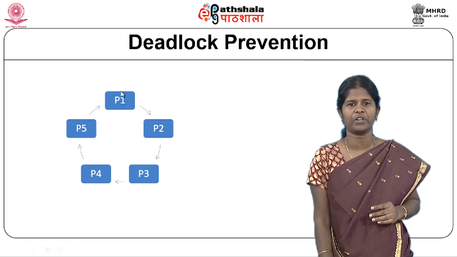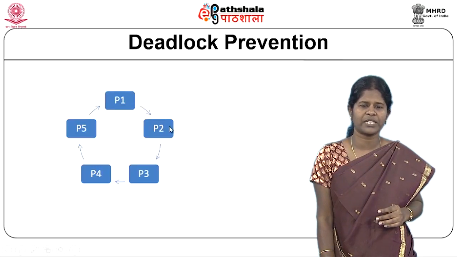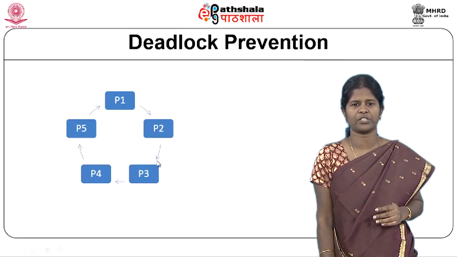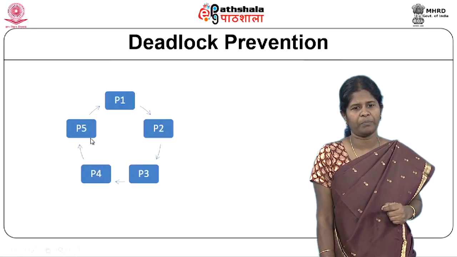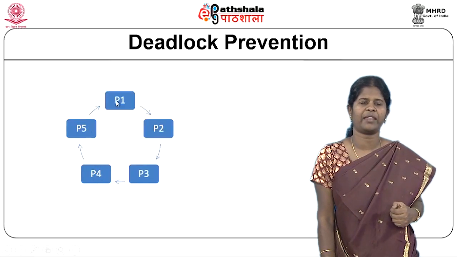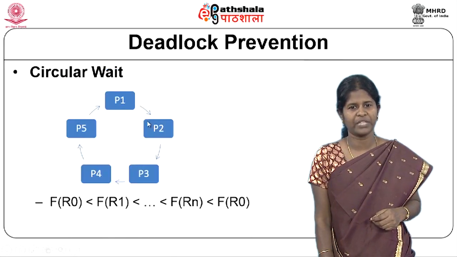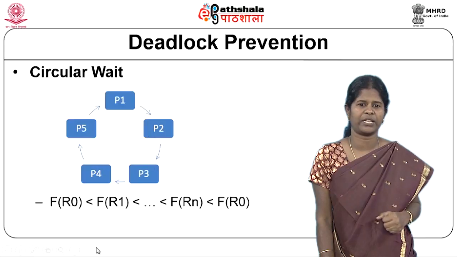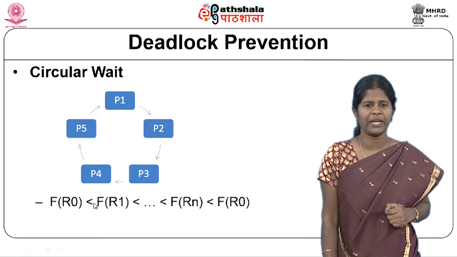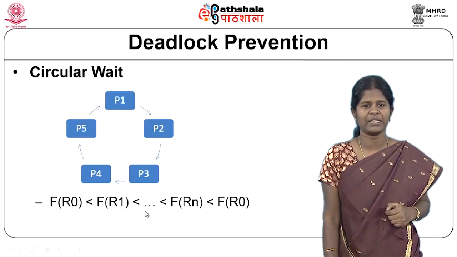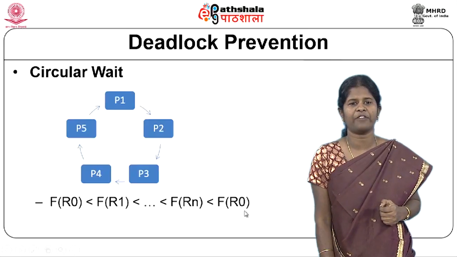So, look at this, you have process P1, and P1 is waiting for a resource held by P2, P2 is waiting for a resource held by P3, P3 is waiting for a resource held by P4, and P4 is waiting for a resource held by P5, and in turn by P1. So, if such a circular wait exists, then f of R0 should be less than f of R1, which should be less than f of R2, and so on, and should be less than f of R0.